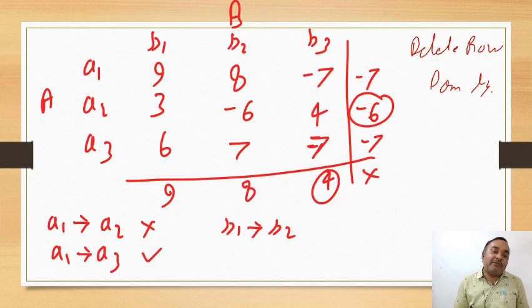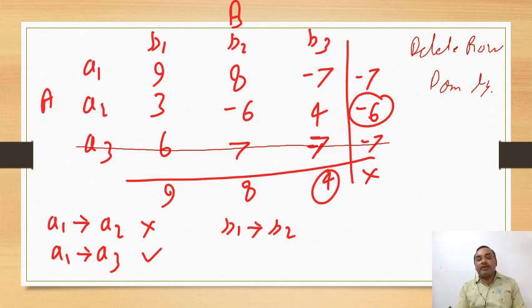Now I will check A1 with A3. 9 dominates 6, yes. 8 dominates 7, yes. Minus 7 equal, yes. It's perfect. Two of them are dominating and one of them is equal. That means A1 dominates A3. It means we should delete the A3 row. Delete the row which is dominated by any other row.